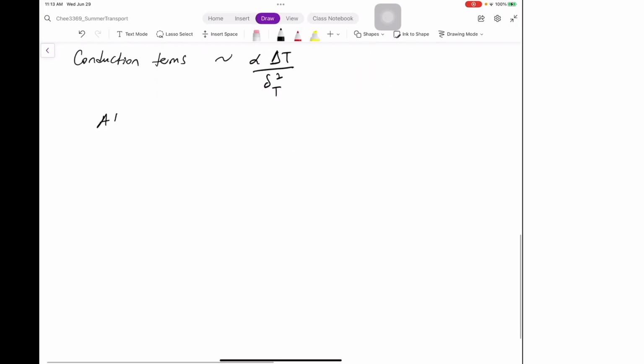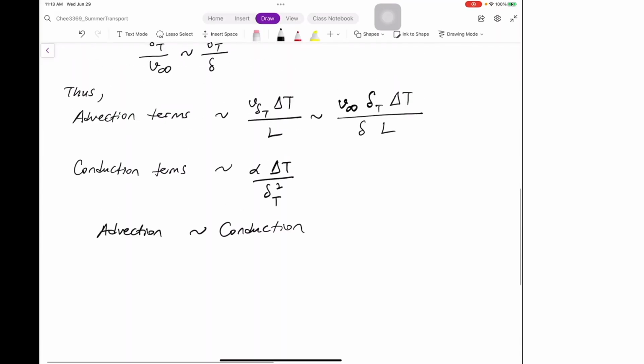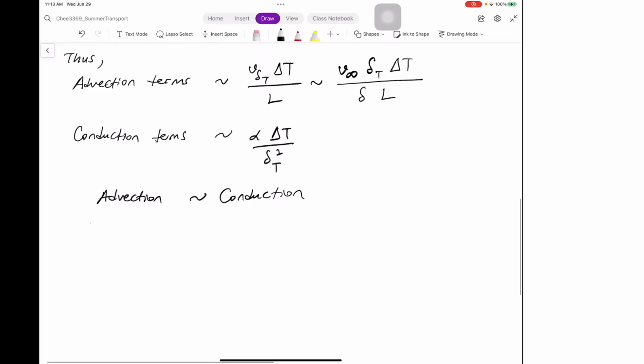Thus, since advection is in the same order of magnitude as conduction, you get V infinity delta t divided by delta times L is in the same order of magnitude as alpha delta t over delta t squared. Okay.